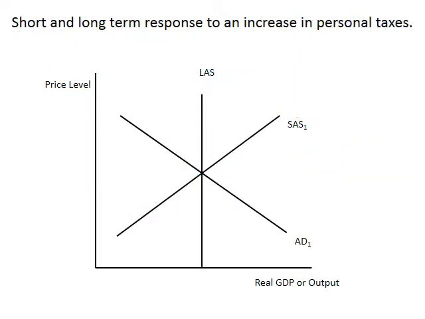Let's look at this again in blue for short run and red for the long run. Let's have an increase in personal taxes. Well, increase in personal taxes will affect how much money consumers have to spend. So C will decrease. C is a component of AD. So we'll have AD shifting to the left.